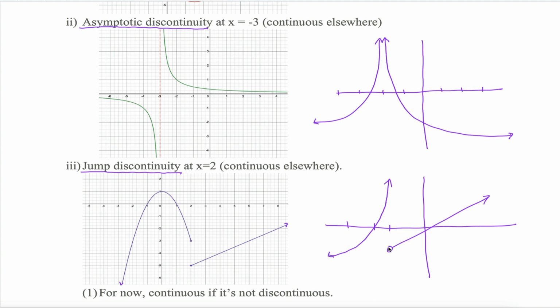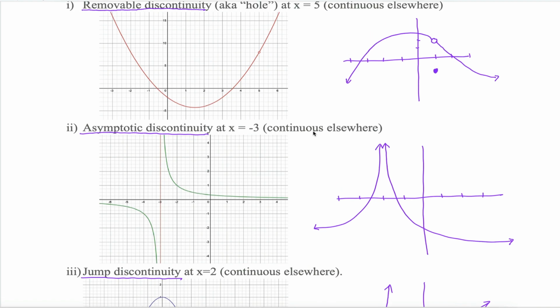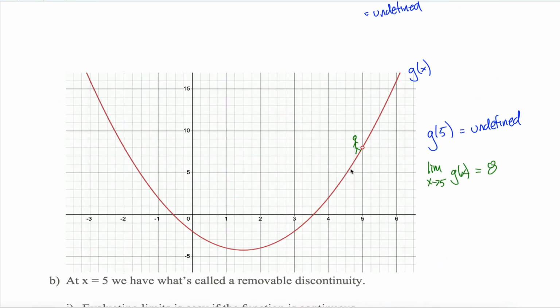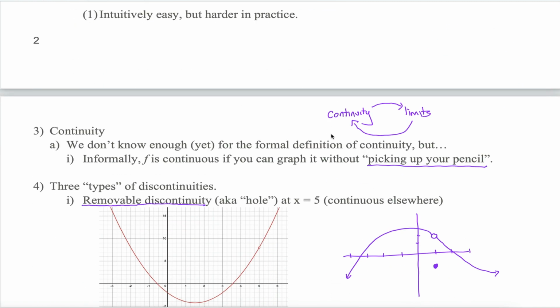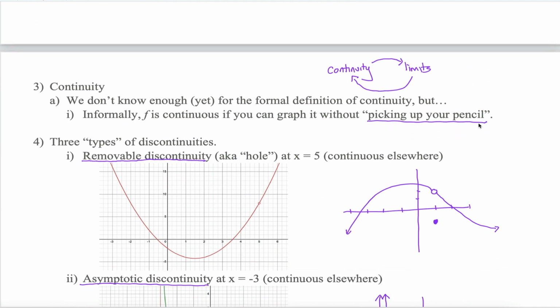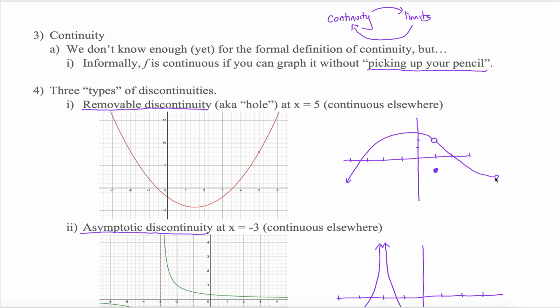But the good news is we don't care. I just want you to understand that not all discontinuities look like this example that we saw here. A function is discontinuous if you cannot draw the entire thing without picking up your pencil. You cannot get from the start to the end if you're a hiker by walking along that line.